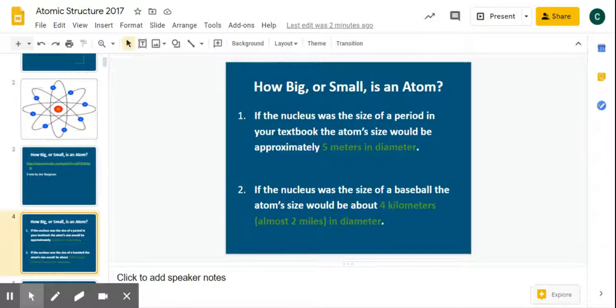If you have watched the video, here are a couple more metaphors. Thinking about the size of the period at the end of a sentence in your textbook as the nucleus, the atom would be 5 meters in diameter, somewhere on the realm of 18-ish feet, give or take. If the nucleus is the size of a basketball, the atom would be 4 kilometers, or almost 2 miles in diameter. So that's just another reference to how small the nucleus is, even inside an atom, which is already ridiculously small.